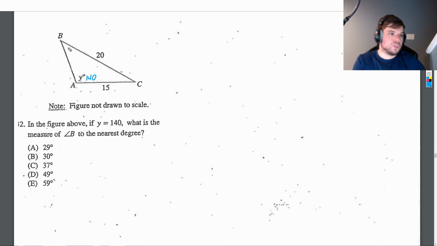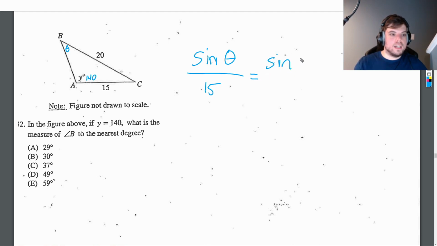Are we just going to do some law of sines? So we're looking for this angle. We'll call it theta. Yeah, I guess we're just going to do law of sines. So you got to know your law of sines. I'll look after to see if there's a faster way. Sine of theta over 15 has to be equal to the sine of 140 over 20.